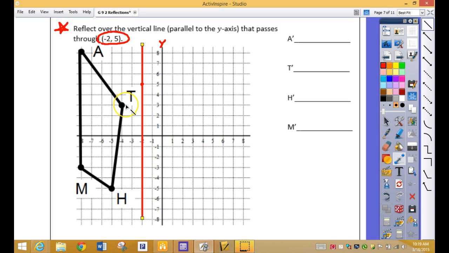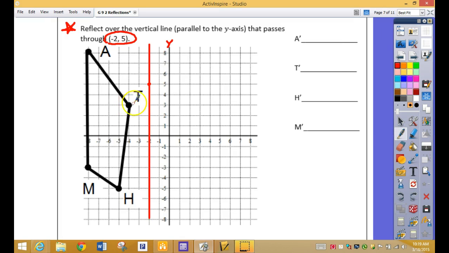So now you count 1, 2, 1, 2. Here's my new T prime. And so on. I'm going to give you a minute now. You guys do the other reflections for A, M, and H. And then write your ordered pairs on the line, please.